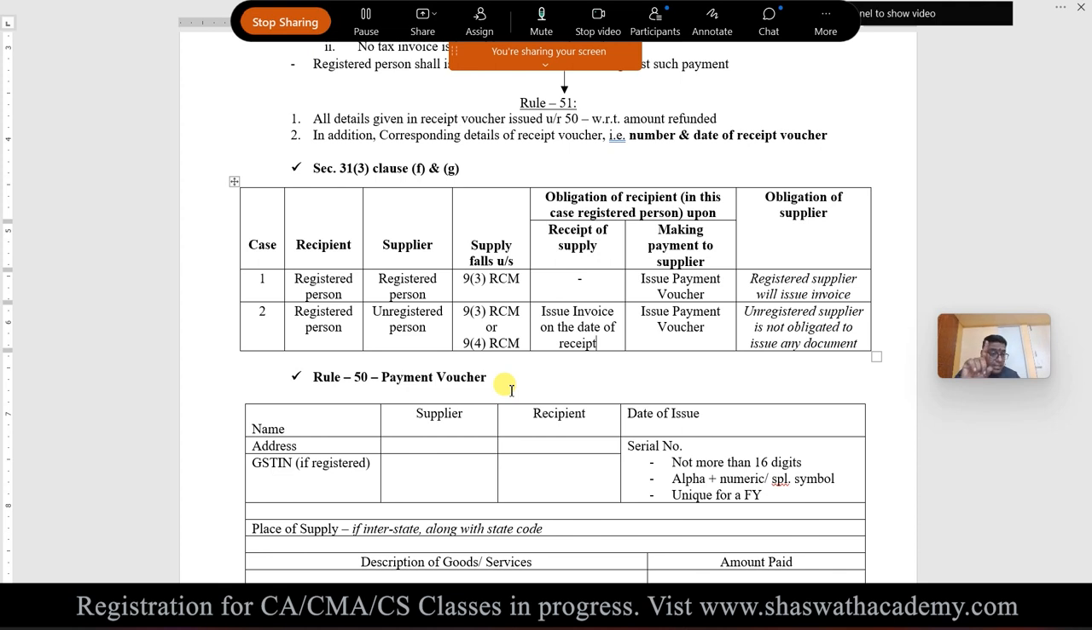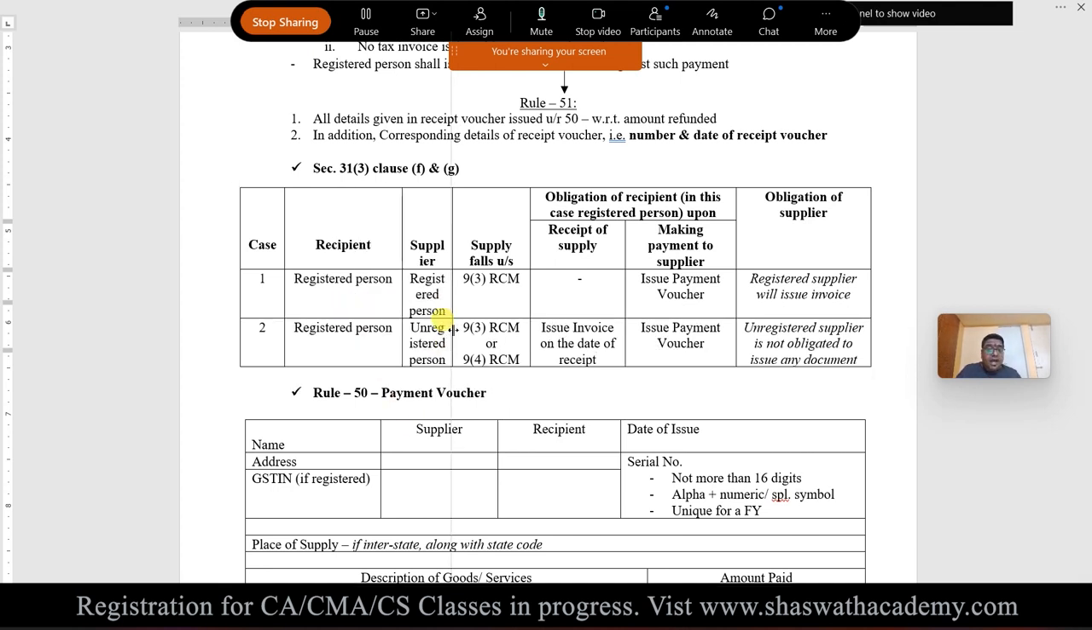Sir, this is the consolidated tax invoice to be raised by the supplier, for supply of value less than 200. Another consolidated invoice is to be raised by the recipient, for procuring from the unregistered supplier.